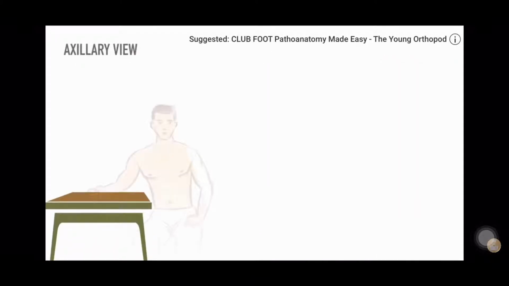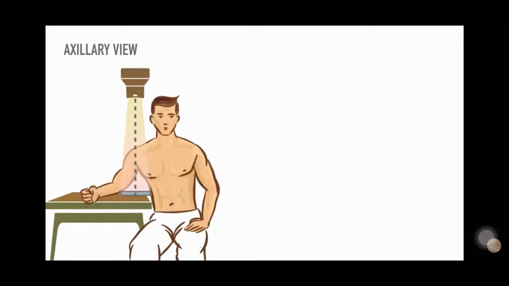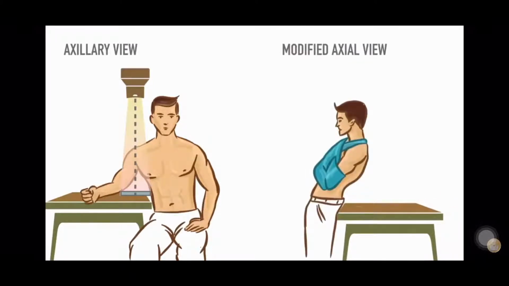For the axillary view, the patient has to be able to abduct the arm to about 45 degrees, which may be difficult after an acute injury. In such a situation, the modified axial view can be done. For the modified axial view, the patient with his arm in a sling leans back 30 degrees over the cassette, while the beam is directed from above.